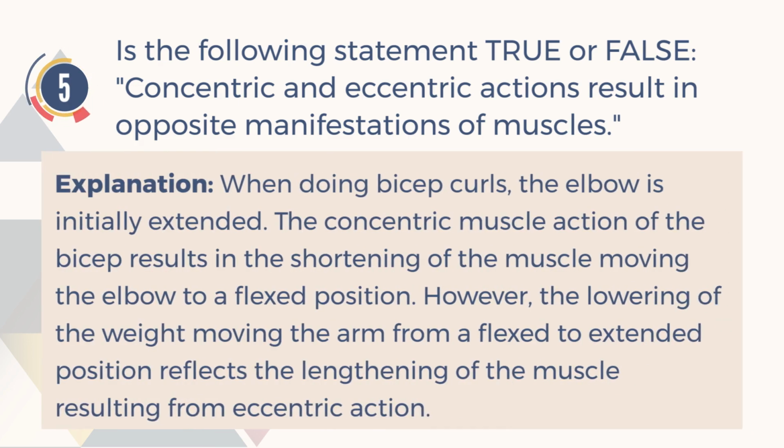Explanation. When doing bicep curls, the elbow is initially extended. The concentric muscle action of the bicep results in the shortening of the muscle, moving the elbow to a flexed position. However, the lowering of the weight moving the arm from a flexed to extended position reflects the lengthening of the muscle resulting from eccentric action.